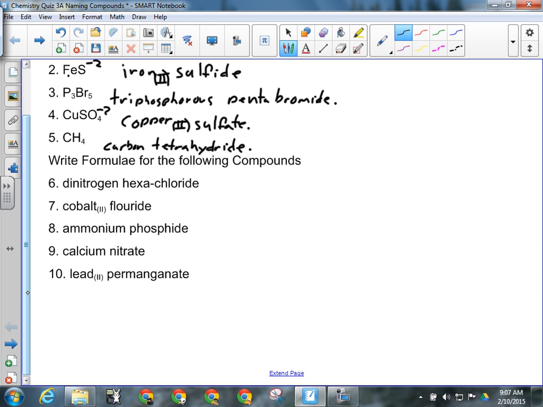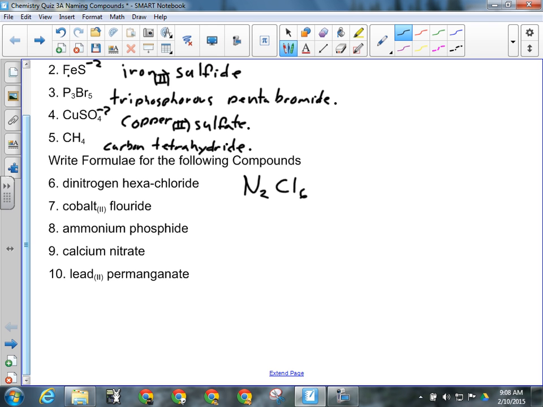Okay, so now we got to write the formulas. Number 6 is a molecular compound. To figure out the numbers, I just look at the prefixes. Dinitrogen means N2. Hexachloride means Cl6. Okay, and they do have to leave it that way. You do not reduce molecular compounds, you only reduce ionic compounds. If the prefixes tell you it's 2 and 6, it's 2 and 6.